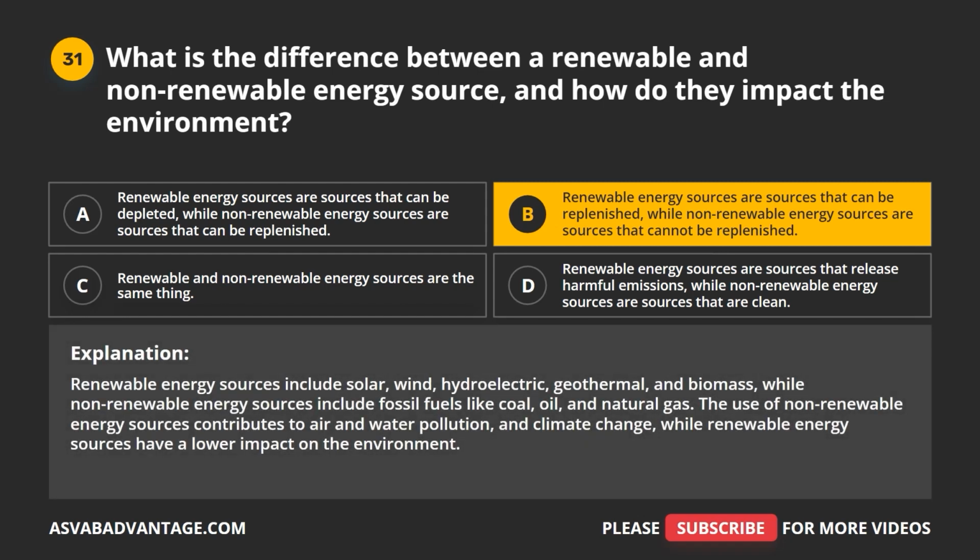Renewable energy sources include solar, wind, hydroelectric, geothermal, and biomass, while non-renewable energy sources include fossil fuels like coal, oil, and natural gas. The use of non-renewable energy sources contributes to air and water pollution and climate change, while renewable energy sources have a lower impact on the environment.